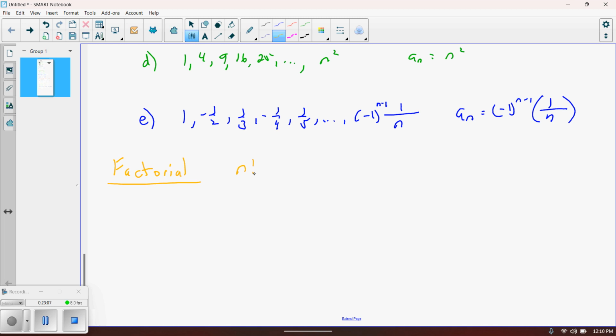For example, if I were to have 7 factorial, the definition is 7 times 6 times 5 times 4 times 3 times 2 times 1. That is literally the definition of a factorial. Factorials are only defined for whole numbers, so you can't have a 7.2 factorial. That doesn't exist. You can't have a -5 factorial. Again, not a whole number, that's an integer.